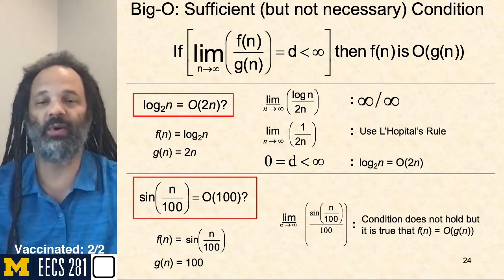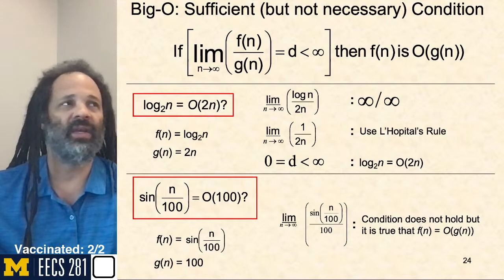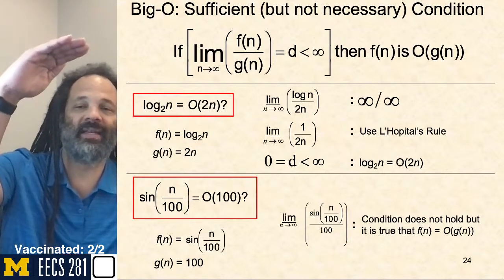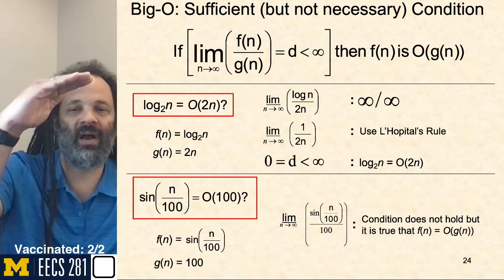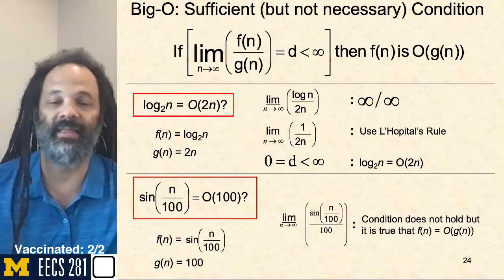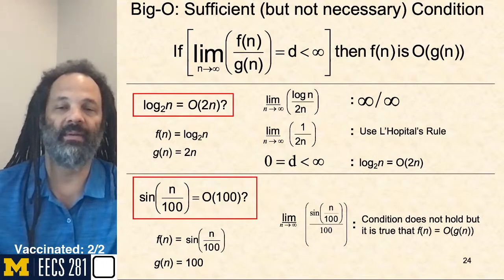Is log base 2 of n big O of 2n? Hopefully you know that 2n is linear, and we've already said that we start out at constant, then we slow down to logarithmic, then we slow down even further to linear. So we would think that log base 2 of n is big O of 2n.